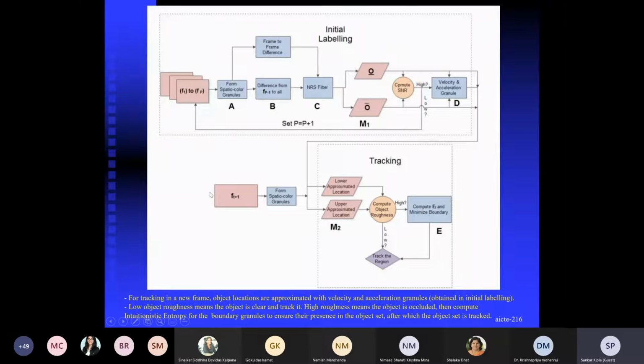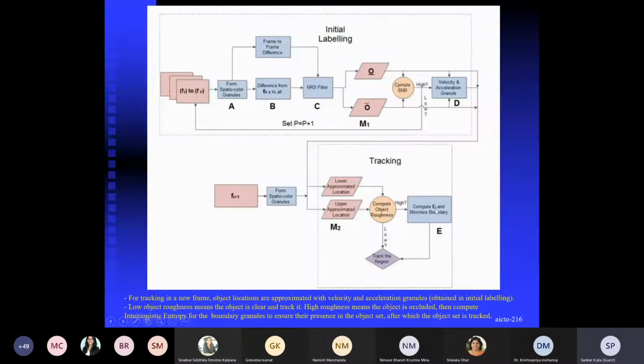Here also you compute first the spatial color granules. Then with this input and with this label which you have learned, you use them together to find the object model for the FT+1 in terms of lower and upper. Again, you compute the object roughness. If it is low, you track the region. If it is high, compute entropy and minimize the boundary.